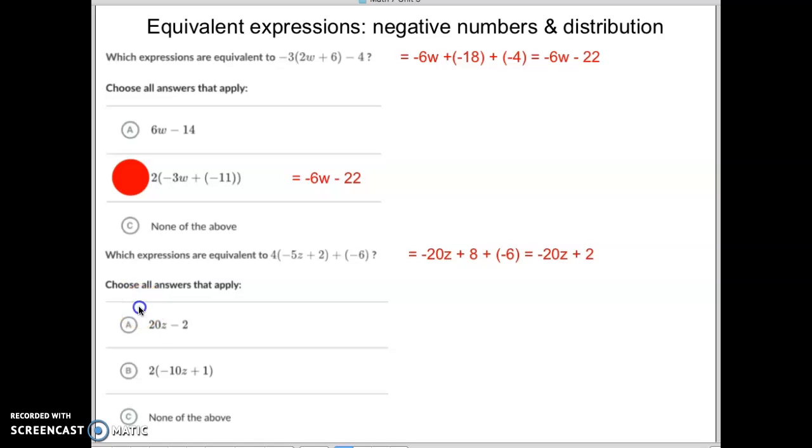Oh, look at letter A. It is so close, but it's not right. This one's a positive 20z and a minus 2, just completely the opposite of what we're looking for.